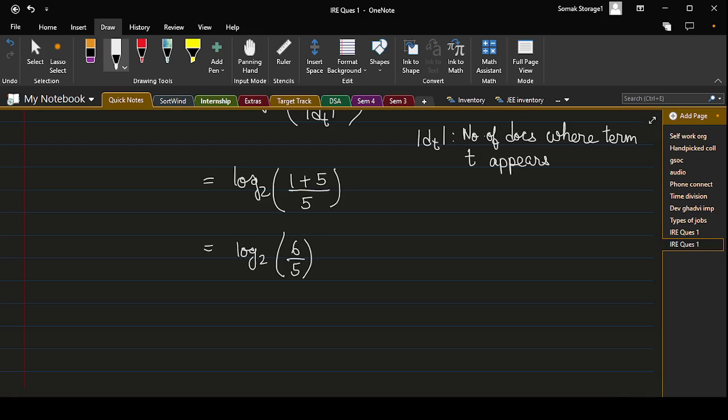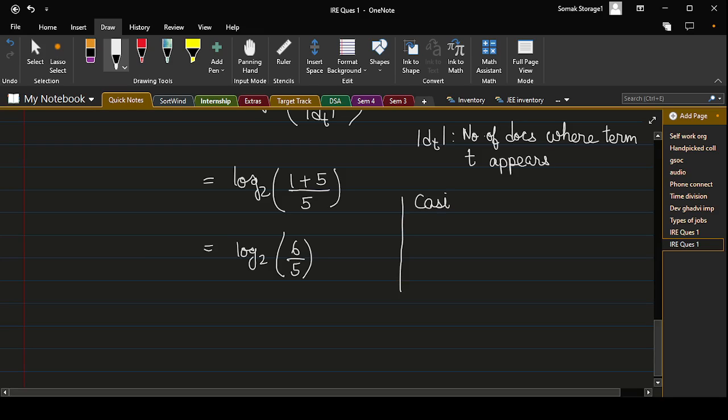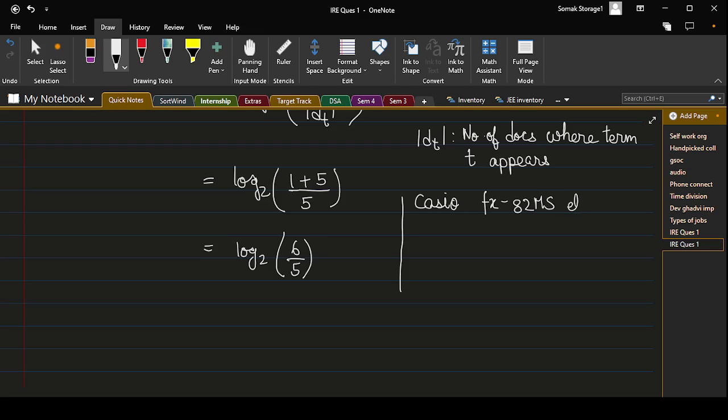Now I've heard that most of the students don't know how to calculate log base 2 with calculators like Casio FX 82 MS, or any other similar scientific calculator. So I'll just brief you about the calculation, how we can find log of any base, any number. As far as this example is concerned, we'll just take log base 2.